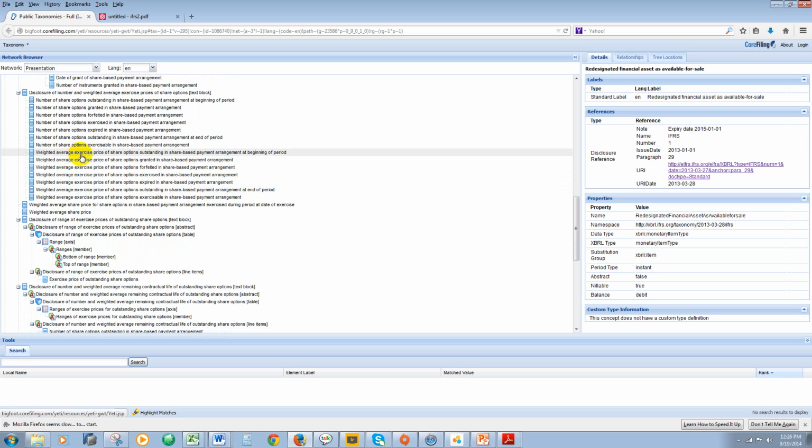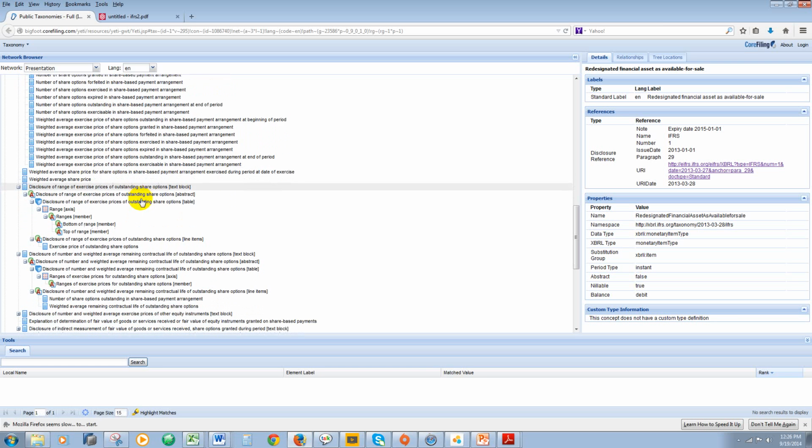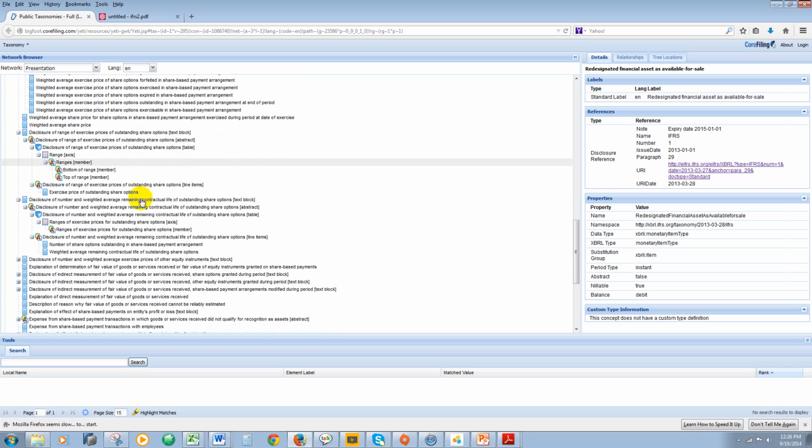And then we have weighted average exercise price of share options outstanding in share-based payment arrangement at beginning of the period, and share options granted, share options forfeited, share options exercised, share options expired, share options outstanding, share options exercisable. So these are all the line items as we see.